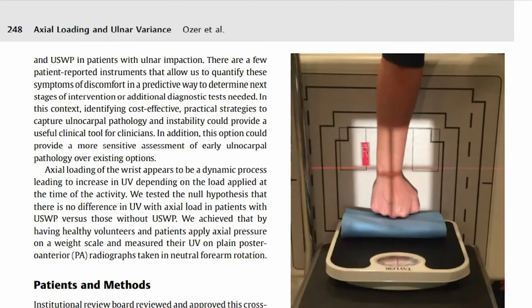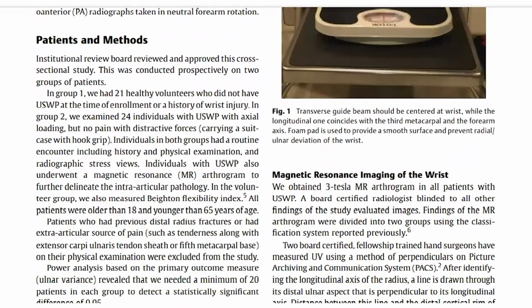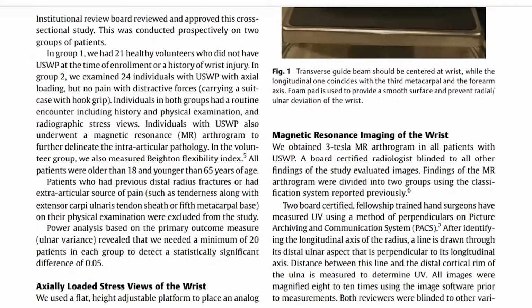Okay. All right. And you mentioned how many volunteers they used. So obviously they compared a control group with an affected group. We're looking at 21 volunteers in the control group and 24 in the other group. More or less, what was the comparison? What were they looking at?